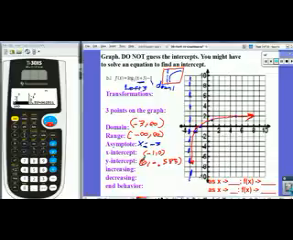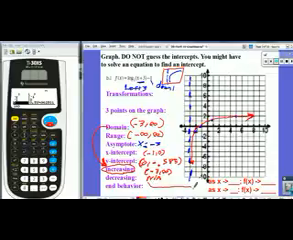Increasing or decreasing? Well, it's going uphill as I read it from left to right, so it is an increasing function. The whole thing is increasing, and I'm going to be increasing along my domain. So again, my domain, negative 3 to infinity. Decreasing, NA, none, never. It's never going to decrease, it's always increasing.